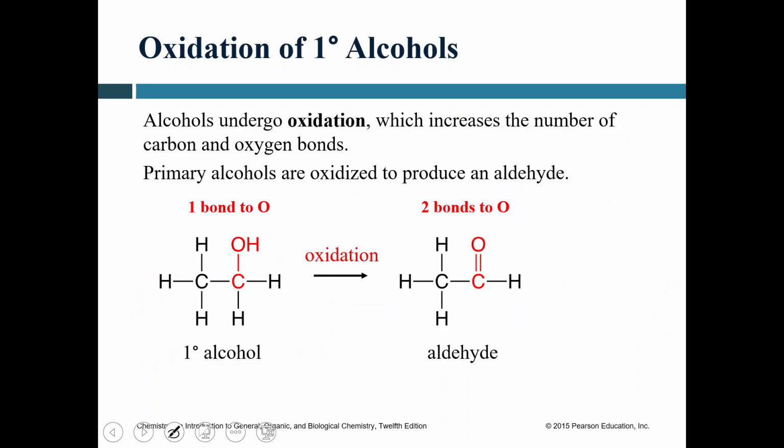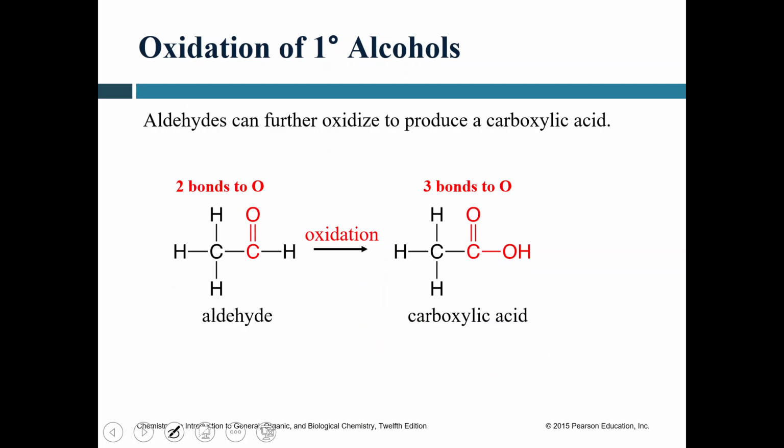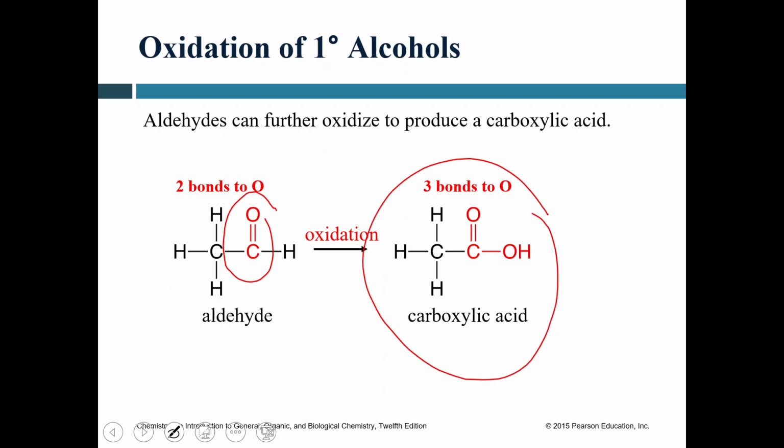So oxidation of primary alcohols, which increases the number of bonds between carbon and oxygen, results in the production of aldehyde. Here you can see an aldehyde molecule with a typical carbonyl functional group. Further oxidation of aldehydes results in the production of carboxylic acid, where the carbon forms 3 bonds with oxygen in the carboxylic functional group.